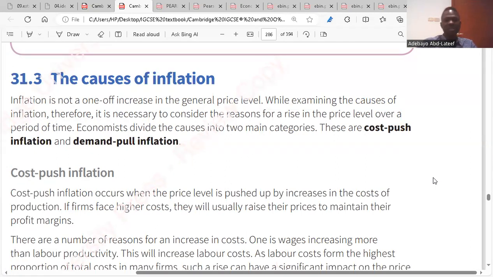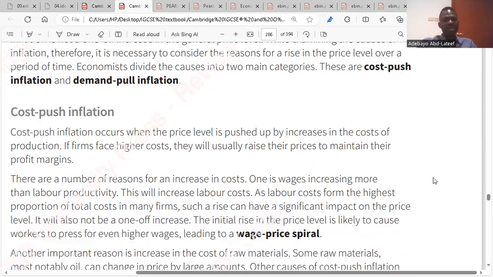For causes of inflation, inflation is not a one-off increase in the general price level. While examining the cause of inflation, therefore, it is necessary to consider the reasons for a rise in the price level over a period of time. Economists divide the causes into two main categories. These are cost push and demand pull. So we start with cost push.